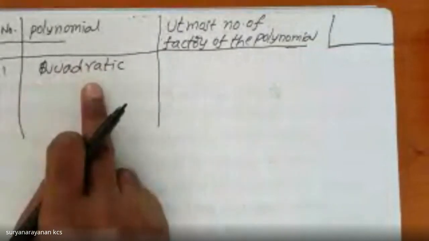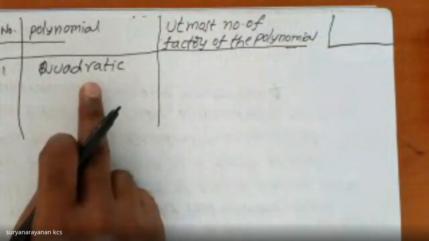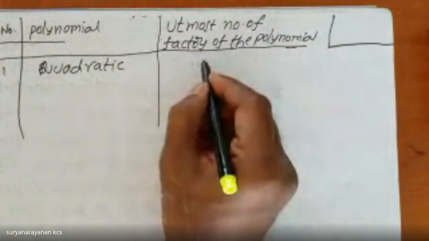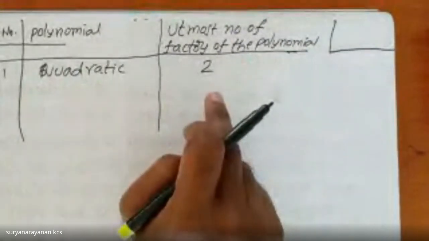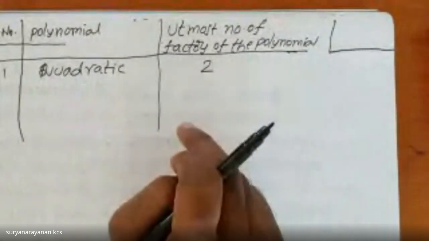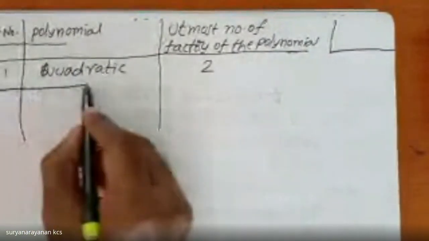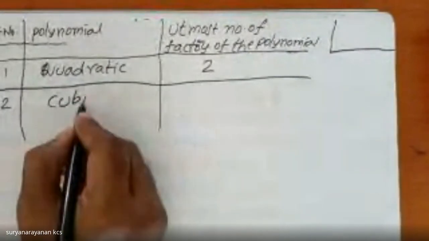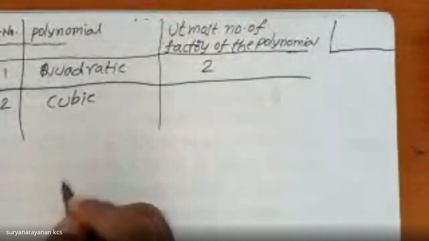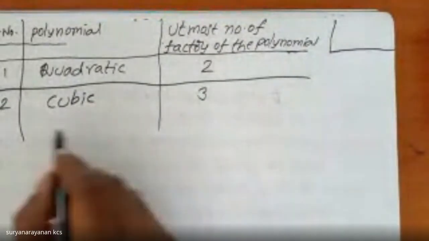For a quadratic polynomial, it has at most two factors. It will not have more than two factors. Similarly, for a cubic polynomial, at most how many factors will be there? Three factors.